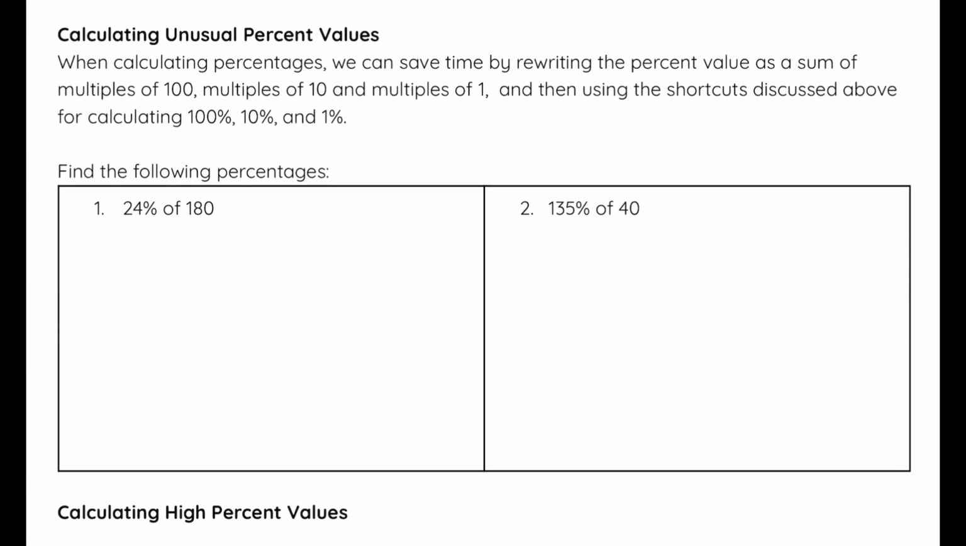All right, now we're going to talk about how we calculate unusual percent values using a shortcut. So when we calculate percentages, we can save time by rewriting the percent value as a sum of multiples of 100, multiples of 10, and multiples of 1. Then we can use the shortcuts we discussed previously for calculating 100%, 10%, and 1%. Let's look at a couple examples of how we do this.